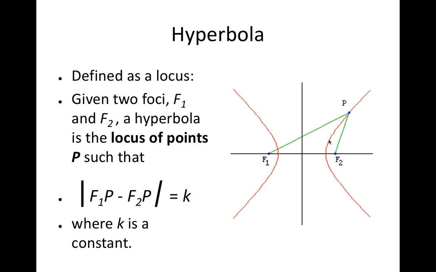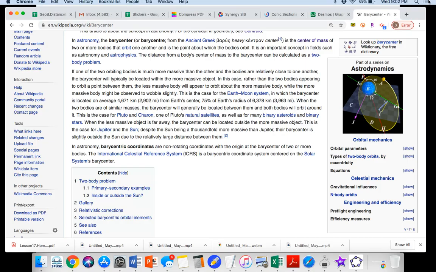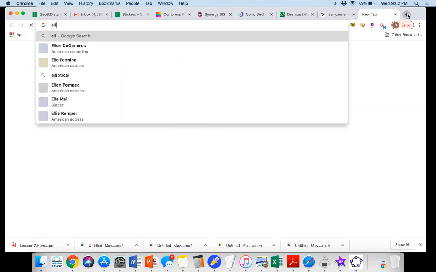equidistant from a fixed point, and these are all in a plane, right? These are all figures in a plane. If they're not in a plane, we've got to say sphere, or we've got to say paraboloid. I don't know what an ellipse is in 3 dimensions. I could easily look that up. Let's maybe look that up real quick. It's a nice thing about videos. I can go on as long as I want.